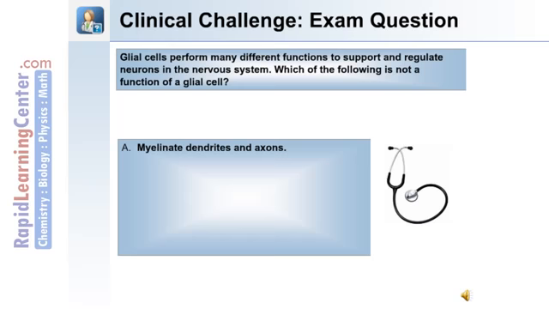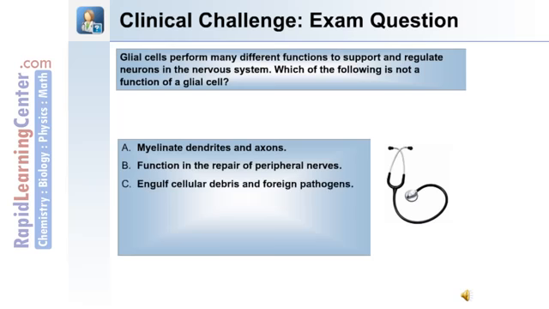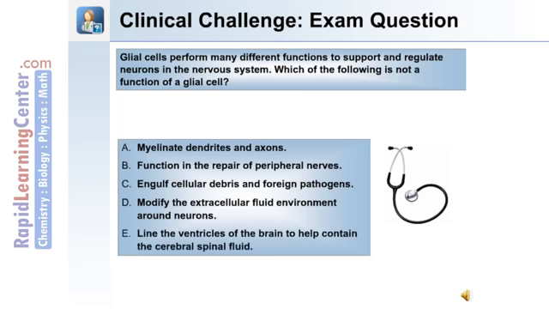A. To myelinate dendrites and axons. B. Function in the repair of peripheral nerves. C. Engulf cellular debris and foreign pathogens. D. Modify the extracellular fluid environment around neurons. Or E. Line the ventricles of the brain to help contain the cerebrospinal fluid.